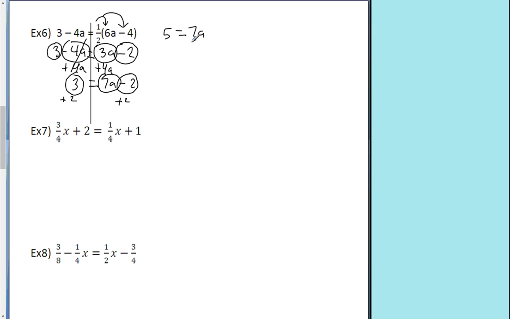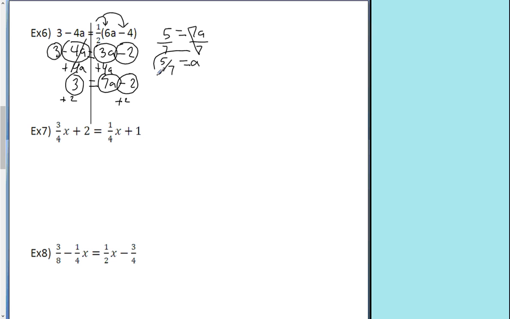How do I get rid of 7? Divide by 7. 7 divided by 7 makes 1, so I'm left with a equals 5 divided by 7, which is an ugly decimal, so just leave it as 5/7.